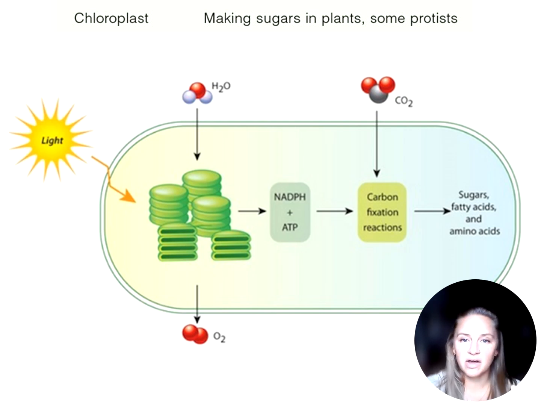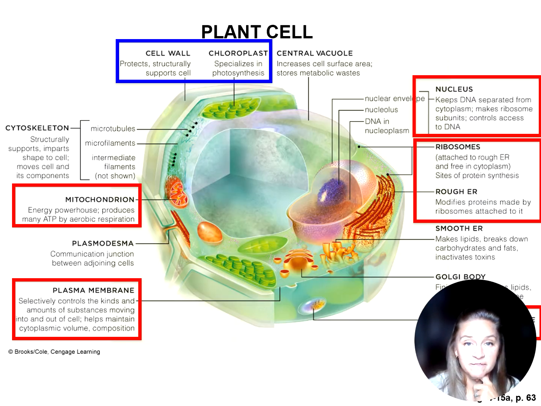Similarly, or kind of oppositely, plants do this in chloroplasts, but instead of using fuel from the food that they eat, they use fuel from light from the sun. And this happens in the chloroplasts, and we'll cover this when we talk about photosynthesis. But this is an organelle in a plant cell called a chloroplast. We're going to talk about the specific role of many of these organelles in plant cells.